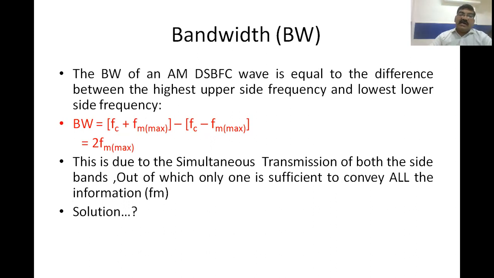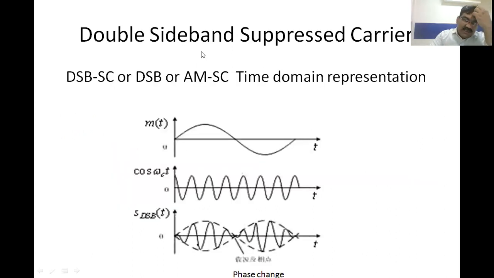Instead of that, if you transmit only one sideband, then this can be avoided. So bandwidth will be used optimally, and your power is also used optimally. That's why we have single sideband. Now we will go one by one. First we will understand double sideband suppressed carrier.